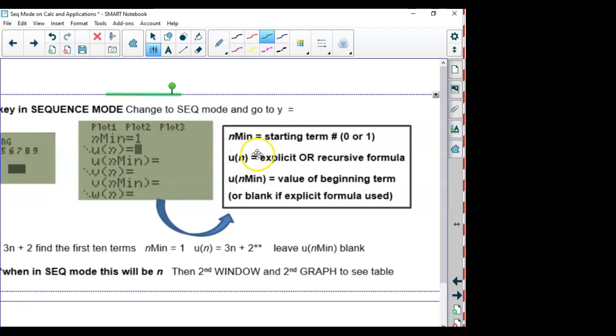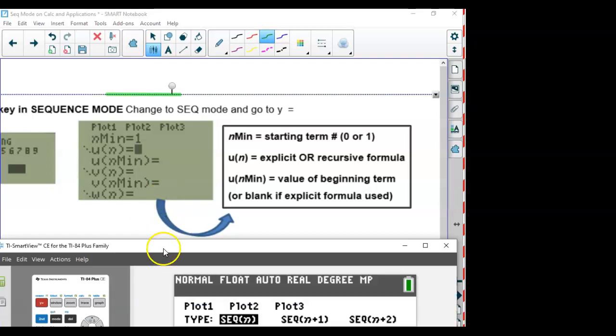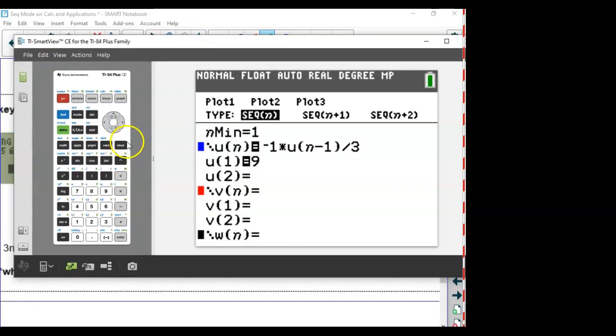N min is the minimum term number that we're going to start with. We are going to find some application problems. It works better if we start with a term 0 instead of a term 1, and we'll look at that in a minute. But for the most part, we're going to put n min as just 1. U sub n is where you put the formula in. You can put either an explicit or a recursive formula in there, okay? The two that I just did, let me stop and show you those two real quick.